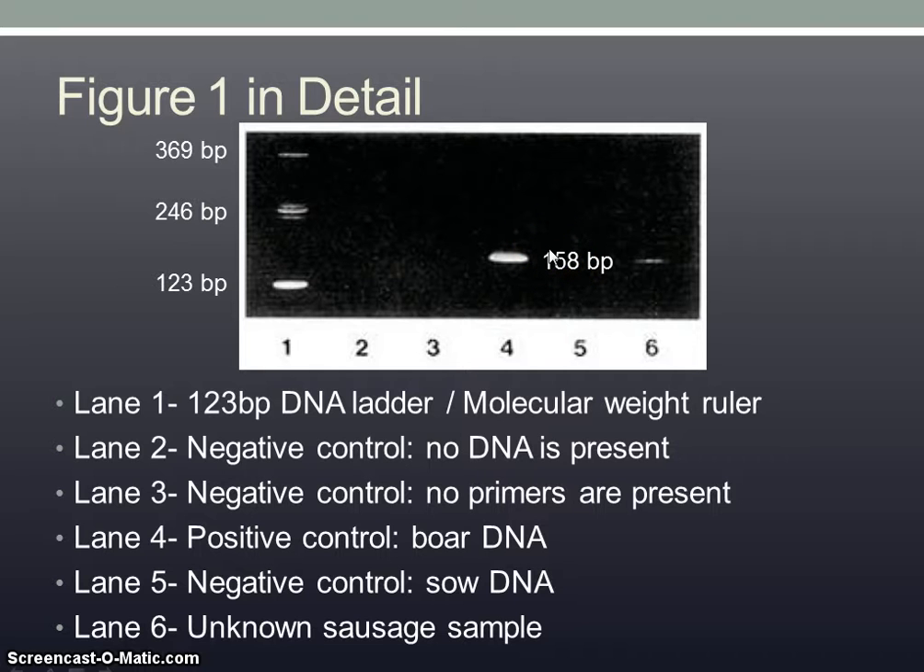And finally, in lane 6, we have our unknown sausage sample. We can see that, although it's very faint, we do indeed see a band produced at the same location as our positive control, which is the boar DNA, at 158 base pairs. So we'll go into what that means on the next slide.